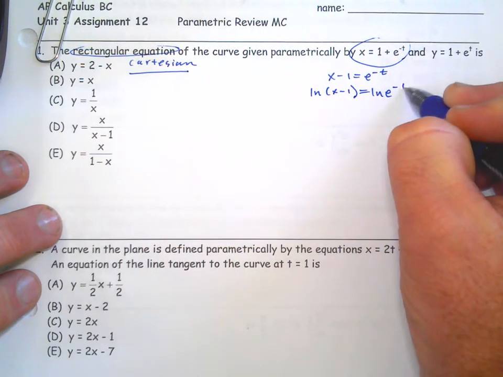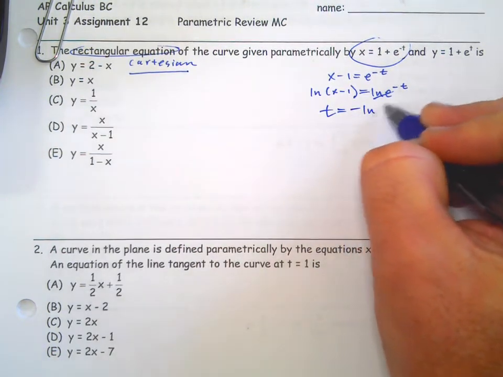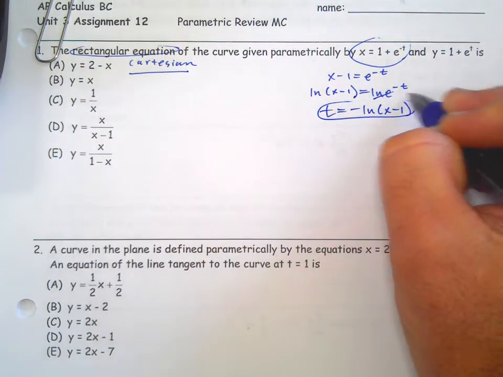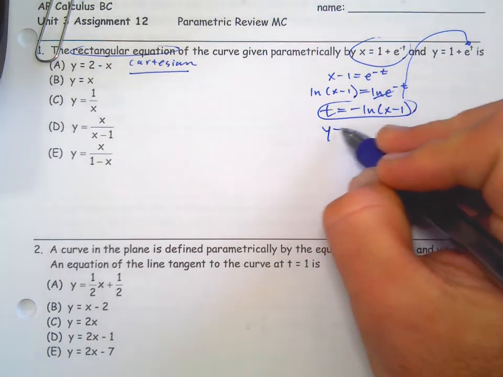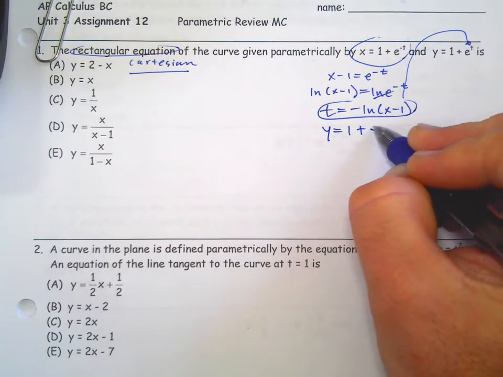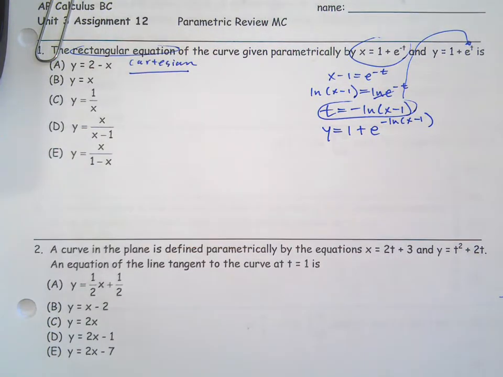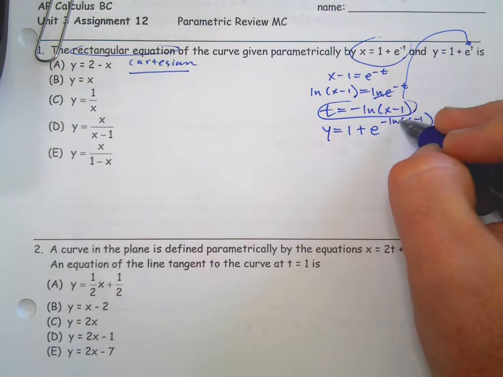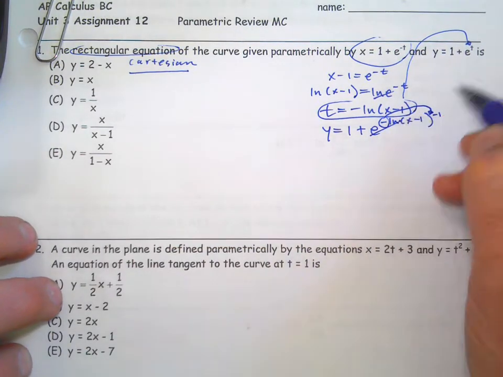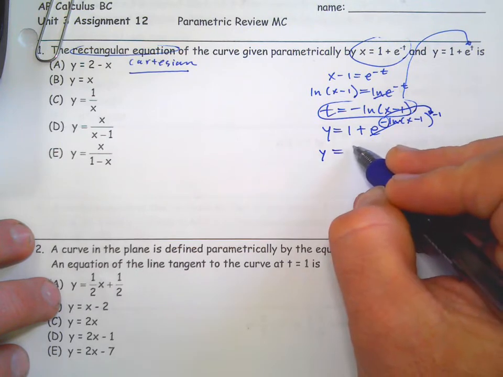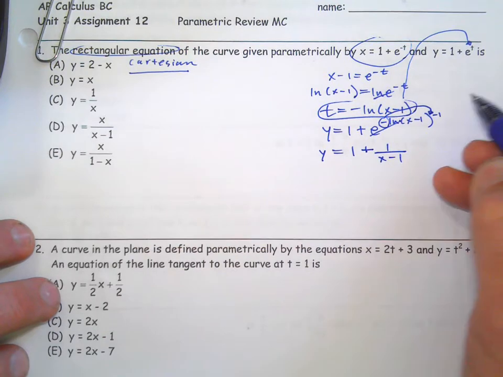And that would give you negative t. And then so t equals negative natural log of x minus 1. And then we're going to plug that into the other equation for where the t is. So it's going to be y equals 1 plus e to the negative natural log of x minus 1. And we want the e and the natural log to cancel out, but you got to bring this in as an exponent using the power rule first, and then those can cancel. So you get y equals 1 plus 1 over x minus 1.